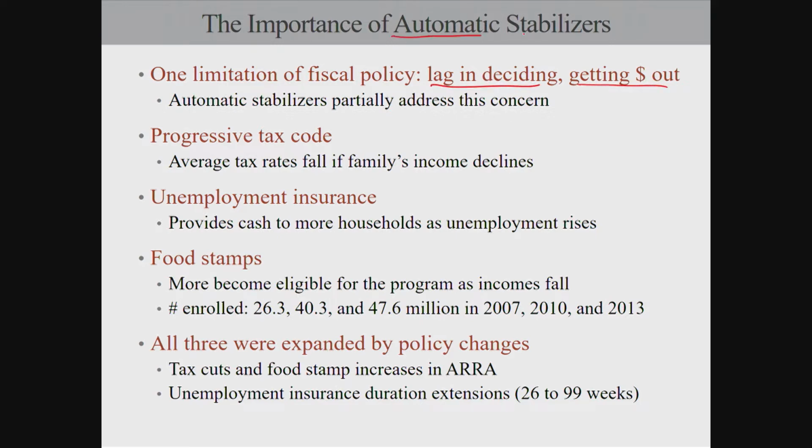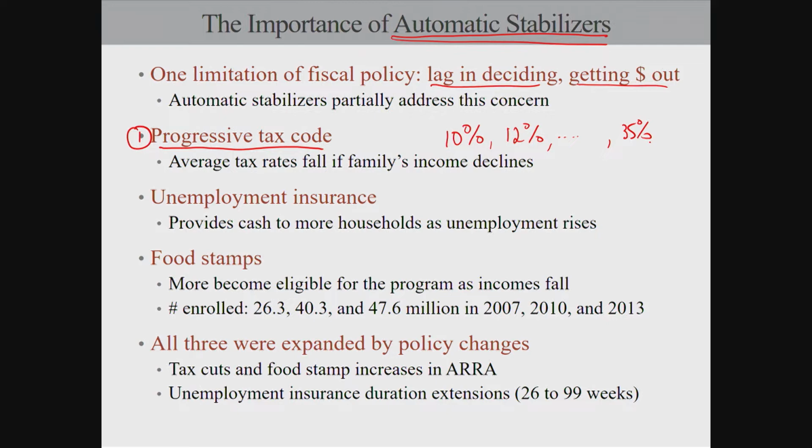And there's something called automatic stabilizers that we've talked about before that partially address this concern, this lag, and they somewhat more quickly can help cushion the effects of an economic downturn. So one important automatic stabilizer is the progressive tax code that we have. If you look at low income levels, the rate is 10%, and then it goes up to 12%, and then there are a number of other rates until it peaks at 35%.